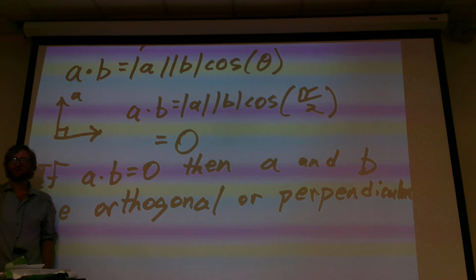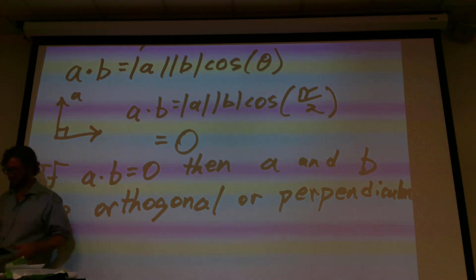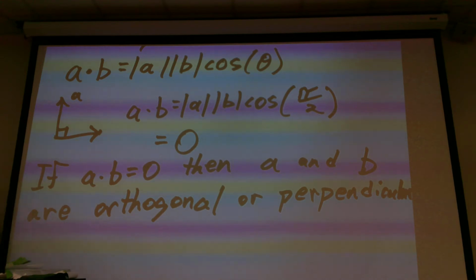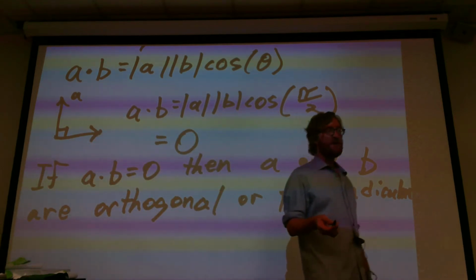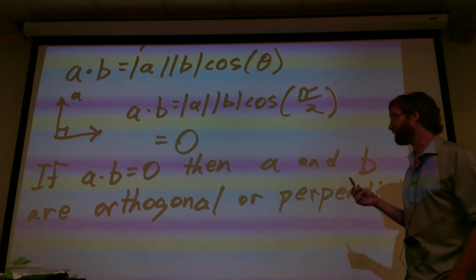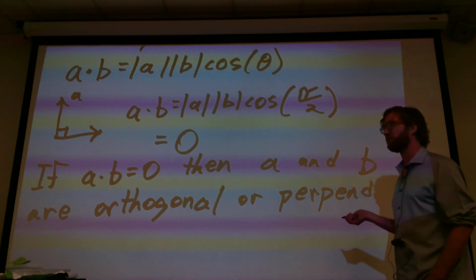So why would this property be so useful? This is actually getting into another section, but this is an important property of the dot product. This is a major difference between the dot product and the cross product: if A dot B equals 0, the two vectors are going to be perpendicular to each other.